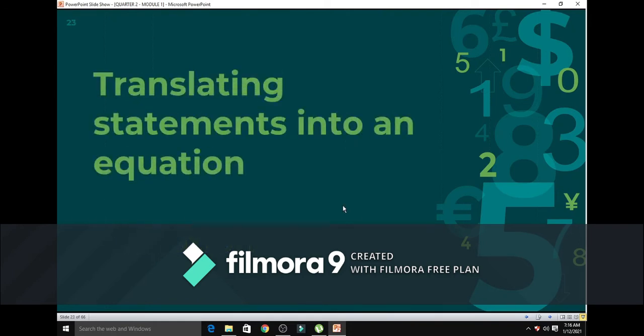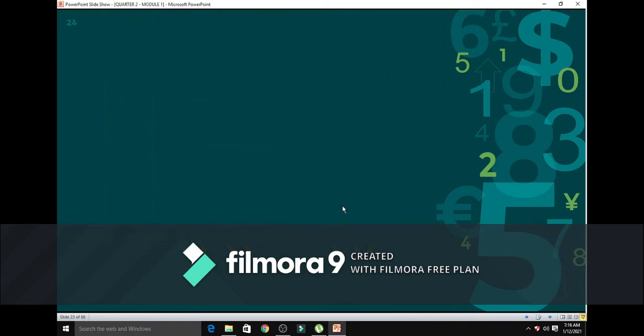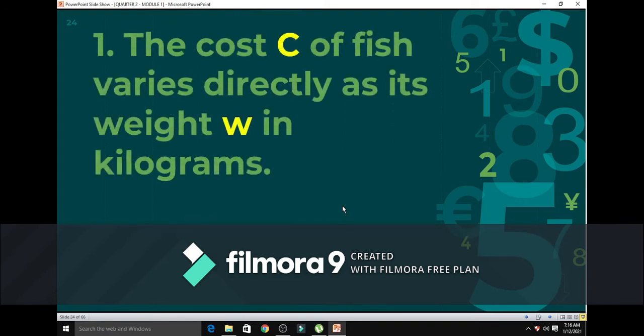So, ngayon, we are going to translate statements into an equation in a direct variation situation. So, how are you going to translate this one as an equation? The cost C of fish varies directly as its weight W in kilograms. So, naka-highlight na yung dalawang variables na kino-compare. Yung halaga ng isda, which is C. Sabi dyan, it varies directly as the weight W in kilograms. So, syempre, habang tumataas yung kilo ng isda na bibilin mo, tumataas din yung ibabayad mo dun sa kilo ng isda na binili mo.